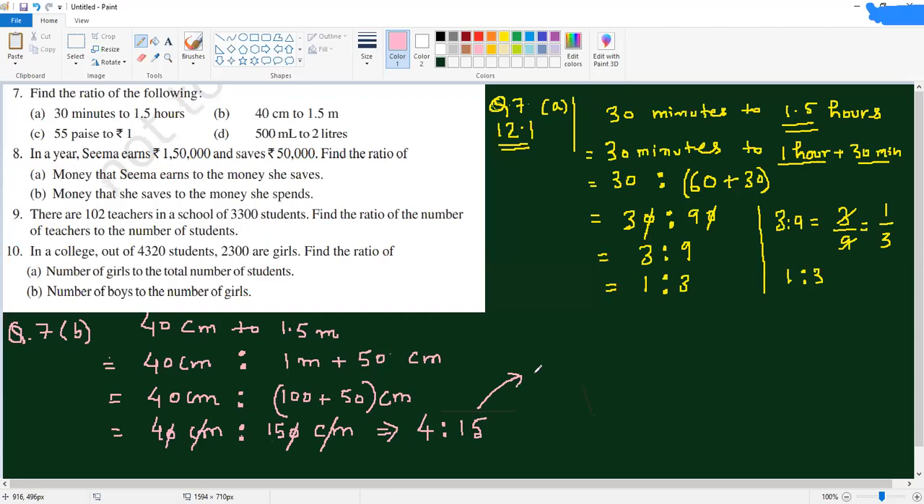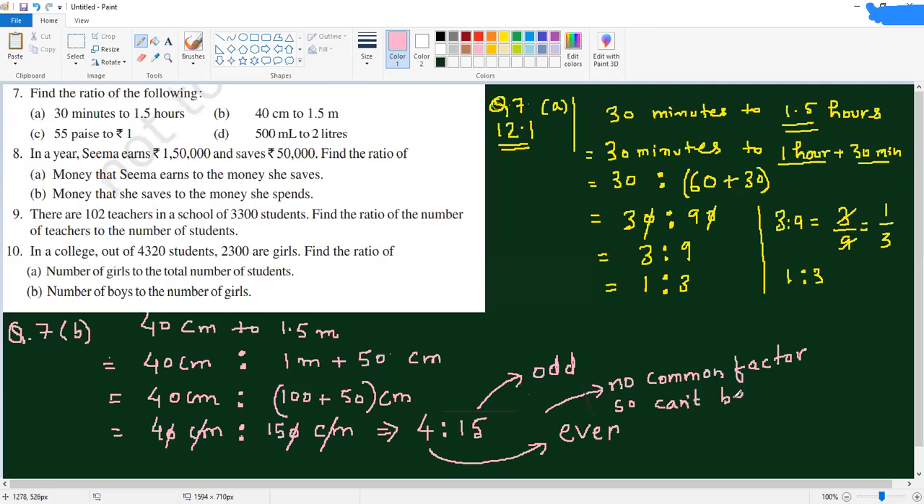So since this is an odd number and it is an even number and they have no common factor, so it cannot be simplified further. Hence, this will be the answer.